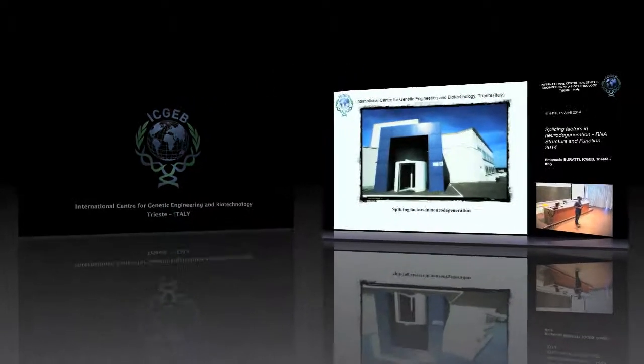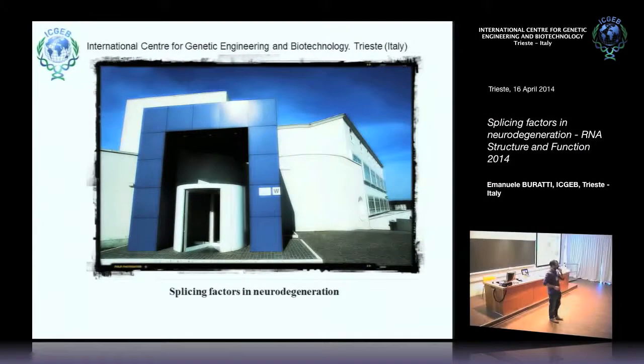So this is the second talk in this meeting from our lab, Molecular Pathology in ICGEB. And what I'll tell you is a little bit of an overview of the role played by splicing factors in neurodegeneration. I'll basically be talking about one splicing factor in particular, and that is TDP-43, probably the most famous nowadays.